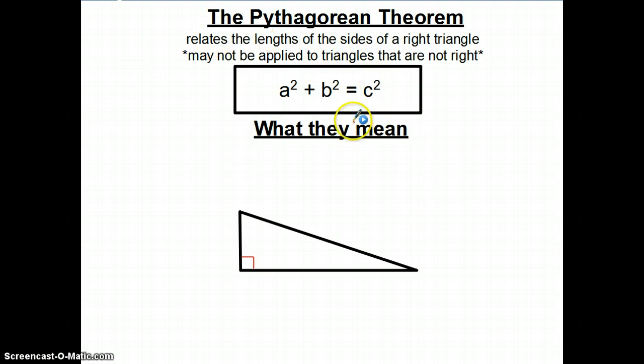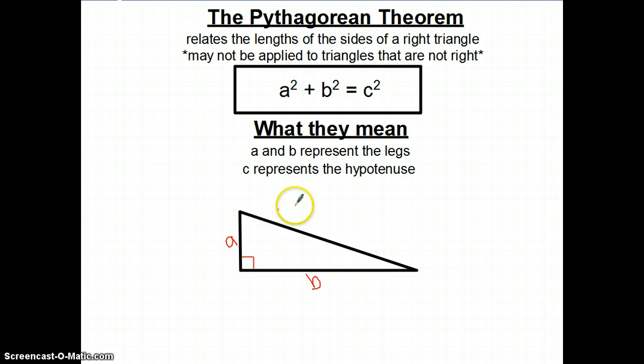Now what these a, b, and c letters mean: A and B represent the legs of your right triangle. So as I wrote on the other slide, here I have A and B. These are the legs of the right triangle, while C represents the hypotenuse. A and B, it does not matter which one is which, as long as they only represent the legs. C will always be the hypotenuse, or the longest side of your right triangle.